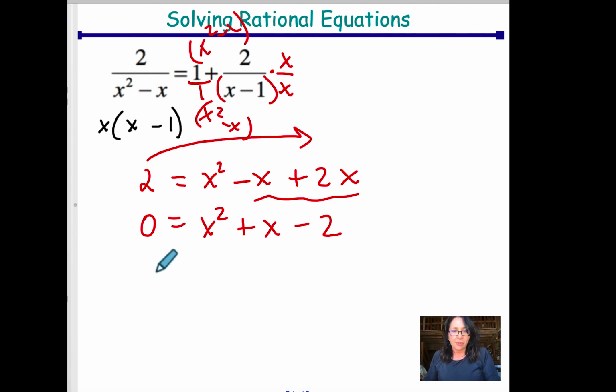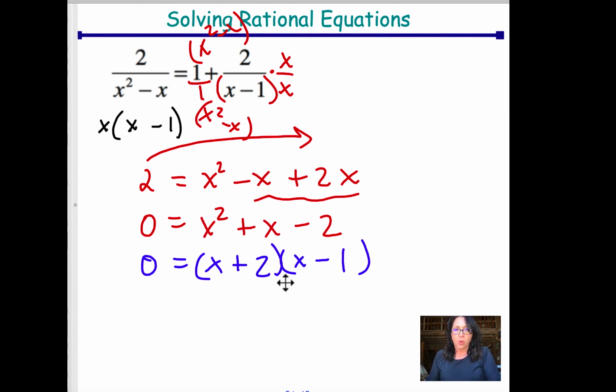I'm going to factor. So I have 0 equals, let's see if this factors, 2. I got an x times x. To get a negative sign, one's plus, one's minus. This is a positive 1. So that's going to be 2, and then subtract 1. And just a heads up, right? Look at the top. You already know that x cannot equal 0. And you already know that x cannot equal 1. So hopefully we get something else besides those two numbers.